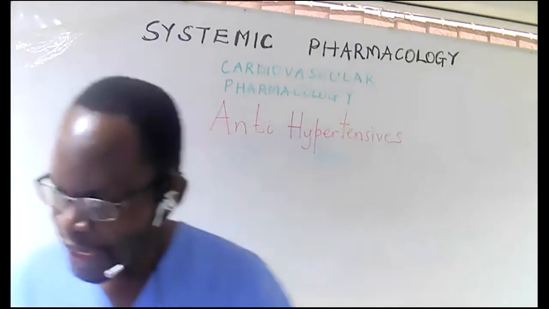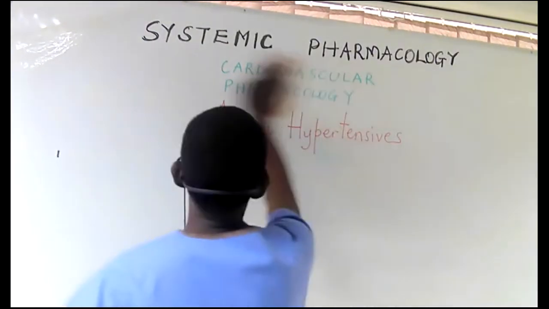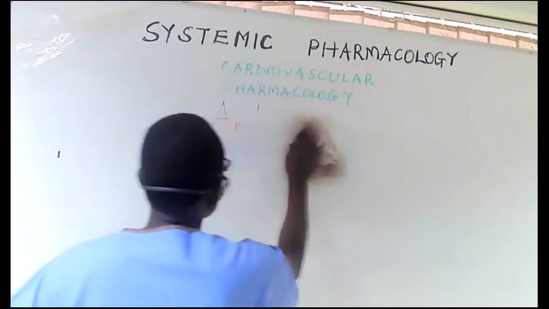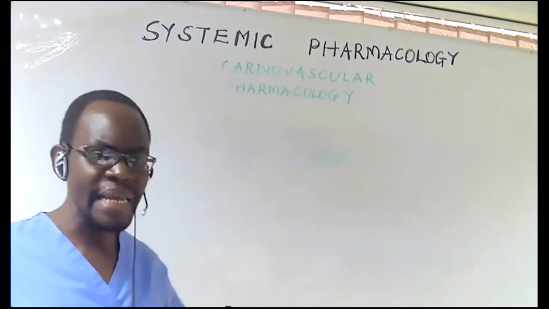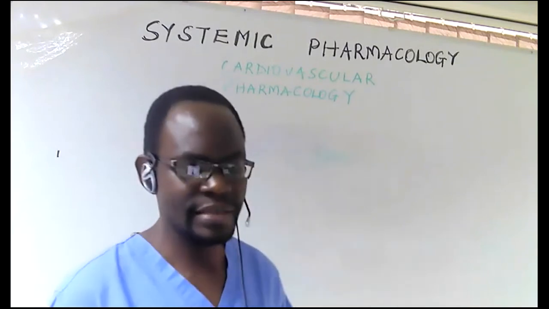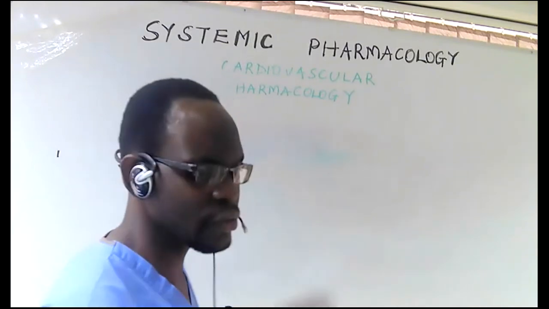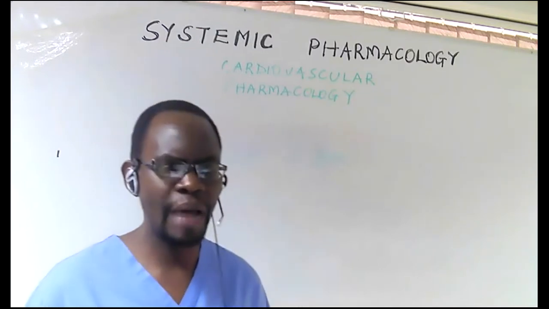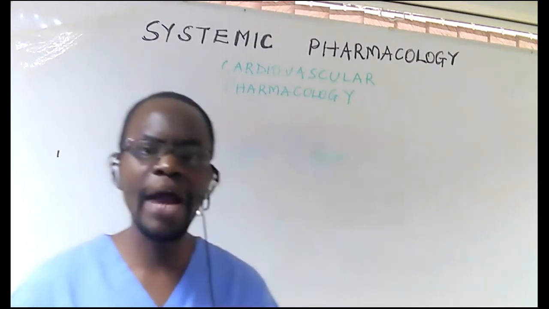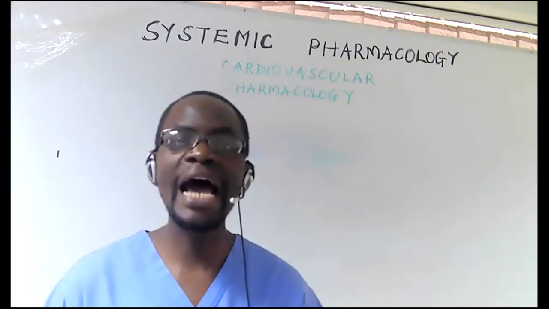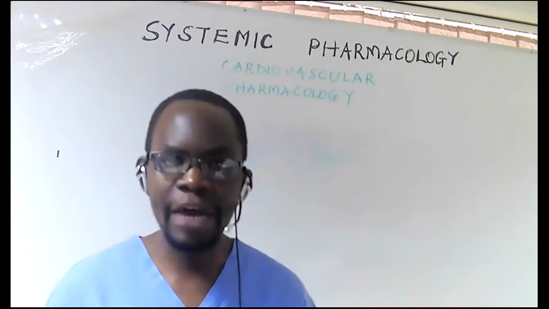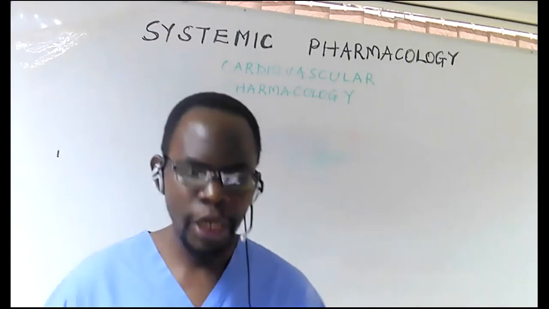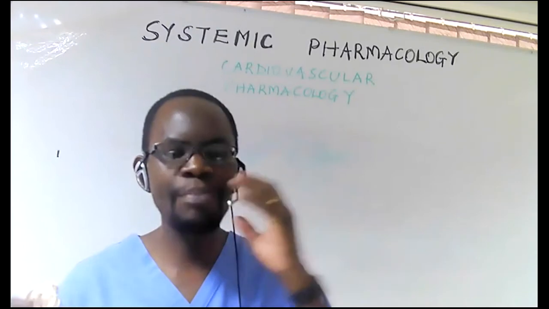Now, it is very important for you to know that management of hypertension does not necessarily mean that you will give drugs. When we are managing hypertension, we do not only give drugs. Remember, there are two types of hypertension, if I can recap a little bit. We have what we call primary hypertension. This is where we do not have a known cause. And then we also have secondary hypertension, where we have a known cause. So if you treat the known cause, then you would have treated the hypertension.